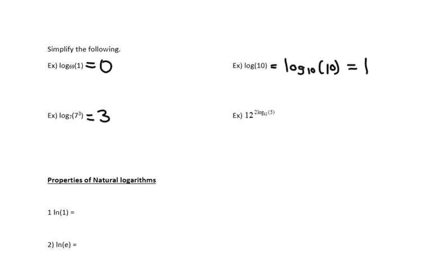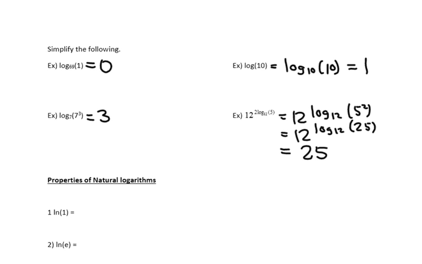Now, this last one's a little bit more involved. It's using property 4, but it's not quite there yet because of the 2 that is on the outside. Now I can use property 7 because I have a number on the outside. I could put it back inside the log. So I can rewrite it as this. Well, we know that's going to be 25. And now I can use property 4 directly. Taking the log base 12 of 12 to the 25, that's equal to 25.